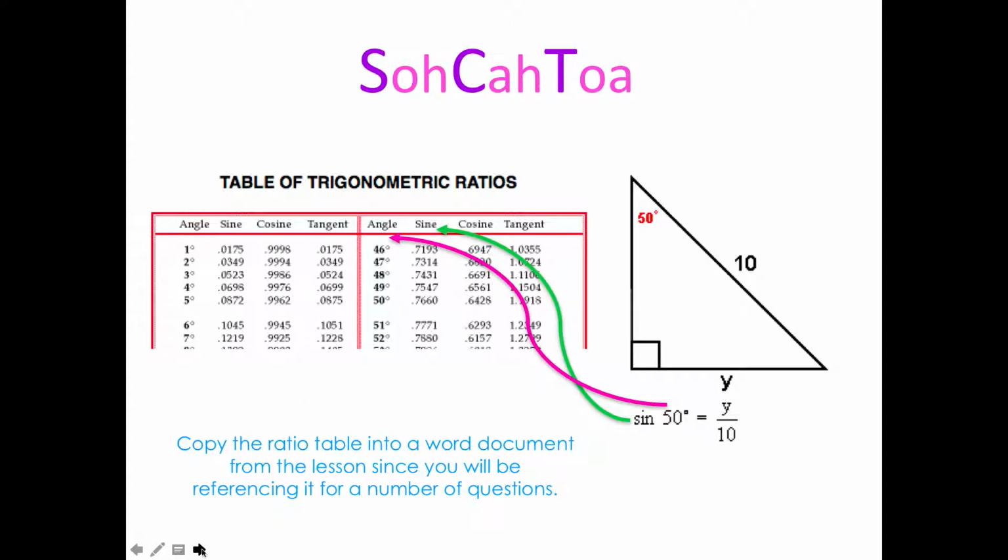Now what we're going to do is go into your Odyssey Ware lesson, and you'll see a chart there, a table of trigonometric ratios. This is a very, very long table. I have just a portion of it here on the screen.